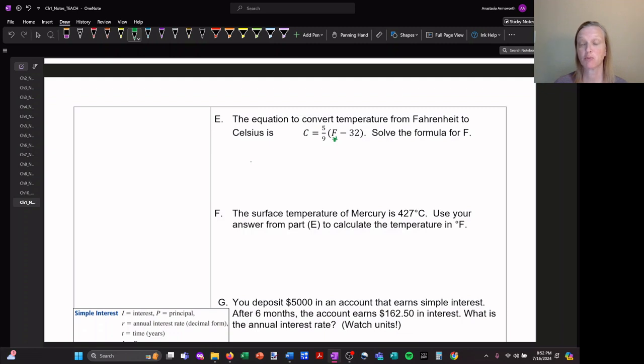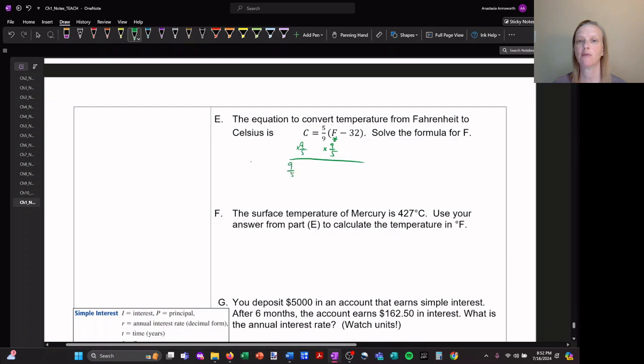Well, remember, reverse PEMDAS order. So you do addition and subtraction first, but parentheses come last. Even though this looks like subtraction, it's inside parentheses, so we're going to do it last. Let's focus on multiplication and division first. If I've got a 5/9 that I'm multiplying my F expression by, then I want to multiply both sides by 9/5.